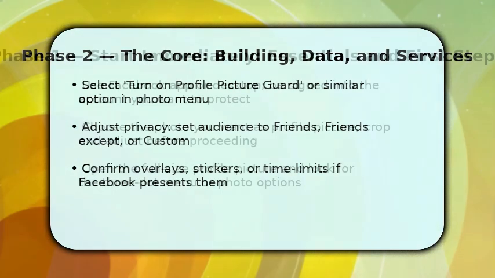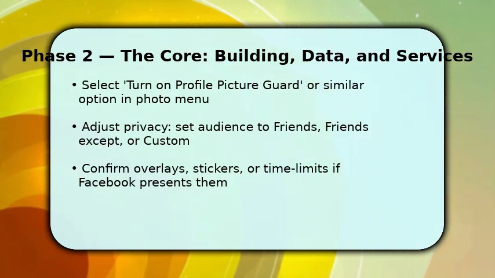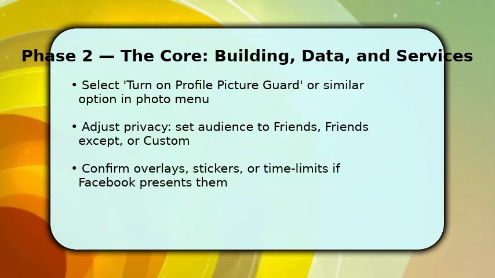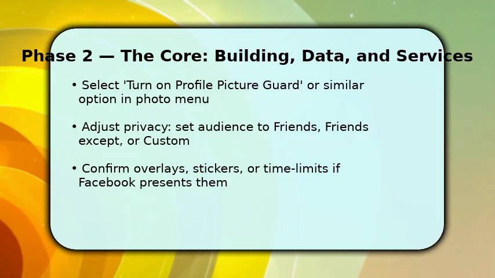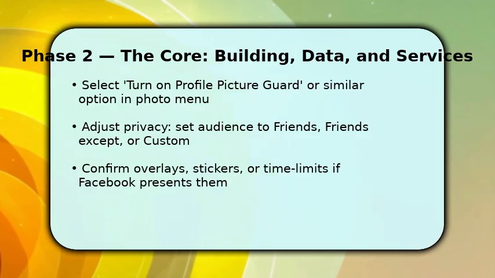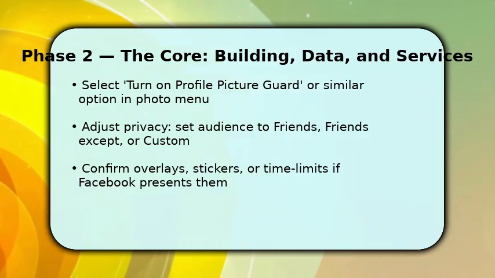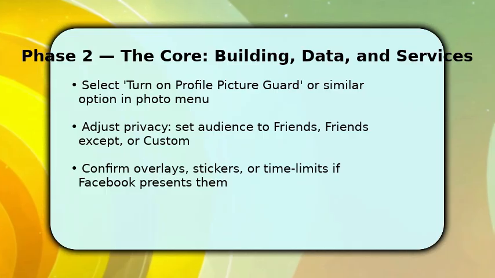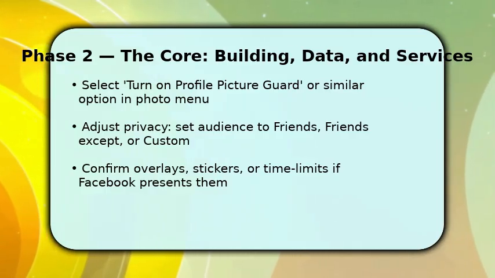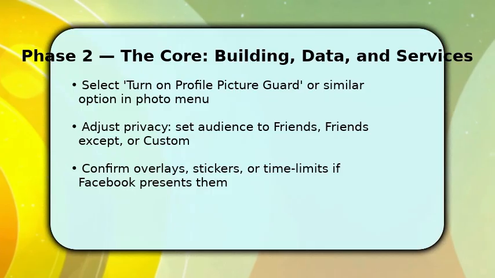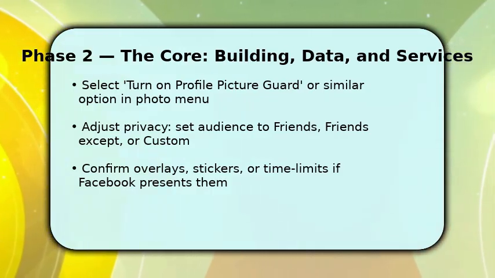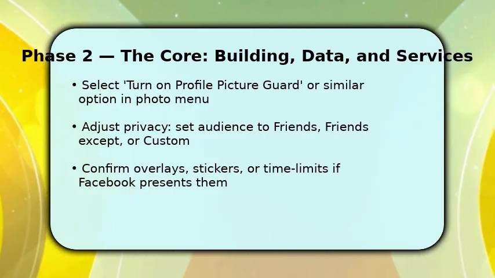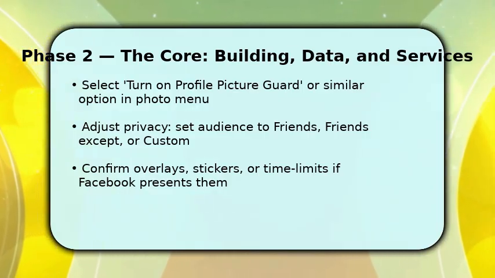Now enable the guard feature from the photo menu and follow each prompt. You will be asked to confirm an overlay and possibly choose who can see the picture. Pick friends or a custom list to limit exposure. Make sure to review any extra toggles Facebook shows, for example, preventing downloads, disabling tags, or adding a frame. Once you accept, the system applies an overlay and saves the setting to that specific profile picture. You do this to reduce copying and unwanted circulation.